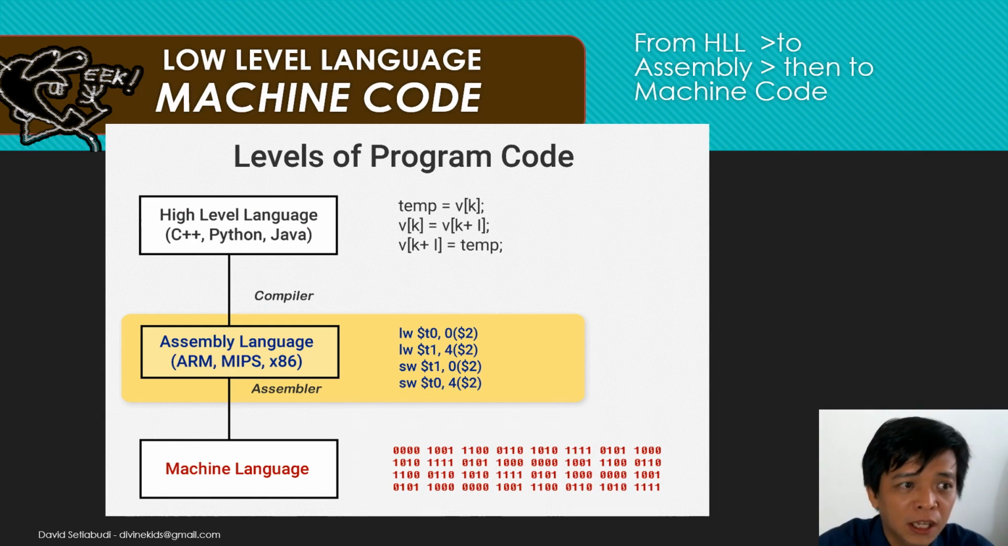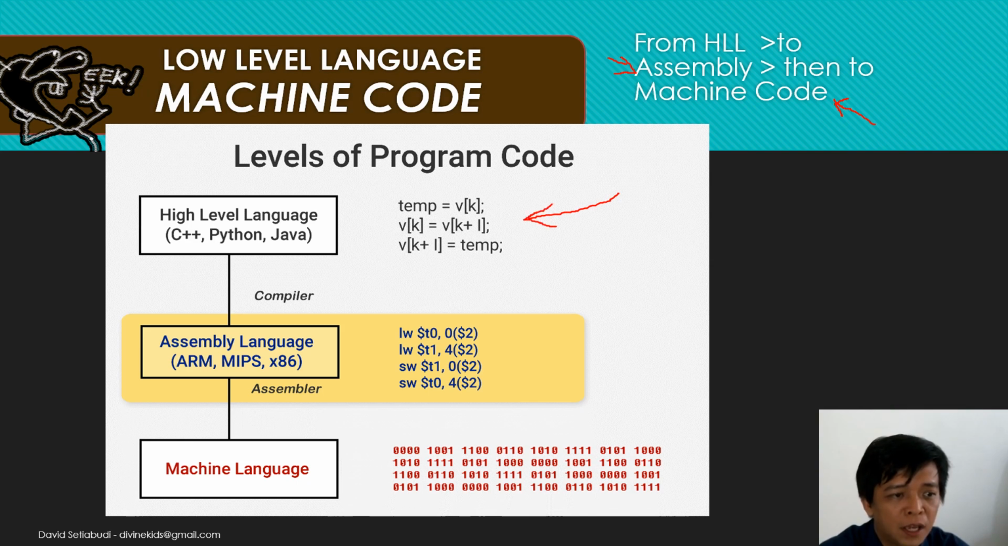As you see, previously you learned about the process of high level language going to assembly, and then it goes to the machine code. And here is the example of the high level language, which is more English-like and still understandable. This one is temporary. And here is the assembly language sample.